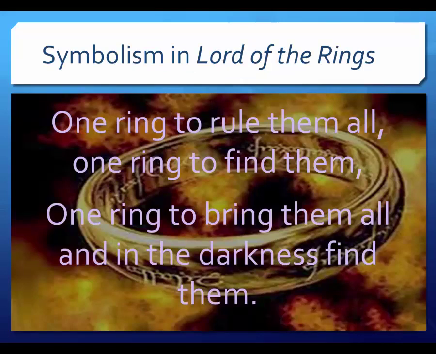In the Lord of the Rings trilogy, J.R.R. Tolkien uses a ring to show ultimate power. Frodo falls under the influence of the ring, but possesses the inner source of goodness to defeat the evil.